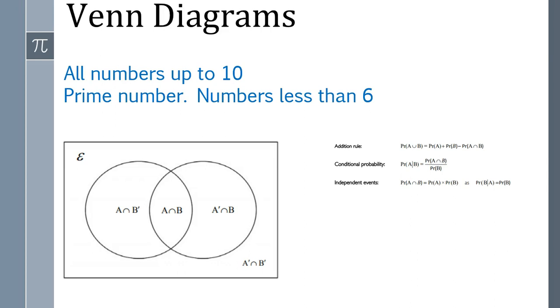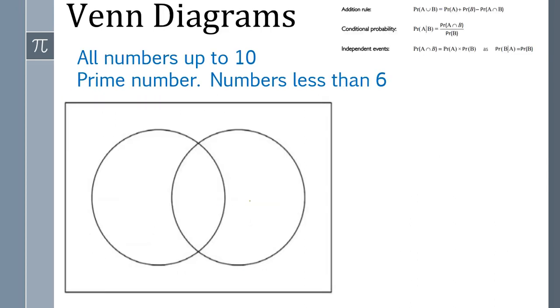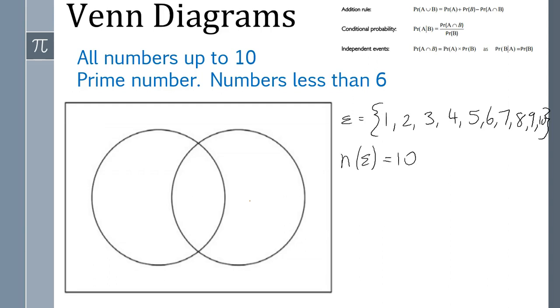All right, so let's try an example with Venn diagrams. I've got my Venn diagram template here, and we want all the numbers up to 10. So I'm just going to write all the numbers up to 10. So 1, 2, 3, 4, 5. Didn't leave myself enough room there. So that's all of our data. We've got 10 pieces of data that we have to sort out.